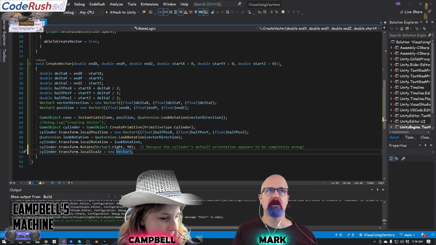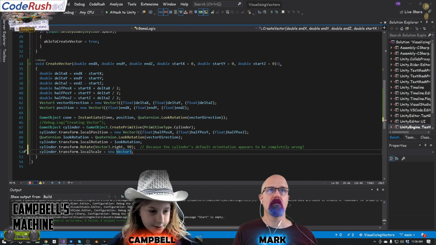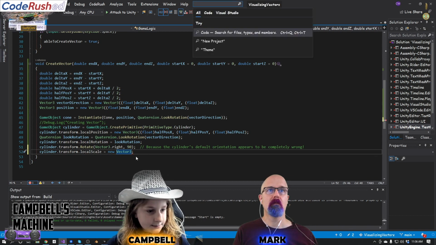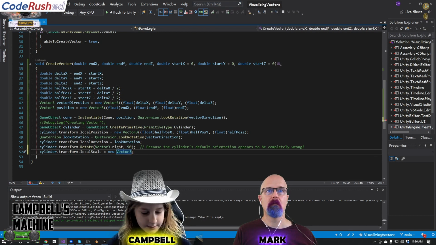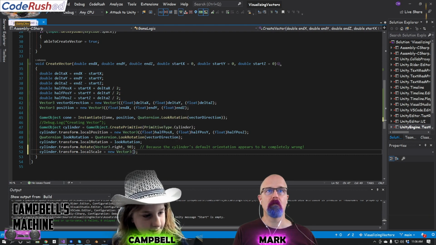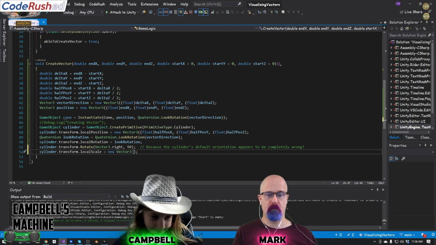Okay, all right. New Vector3. Not enough focus on this. Okay, so new Vector3.